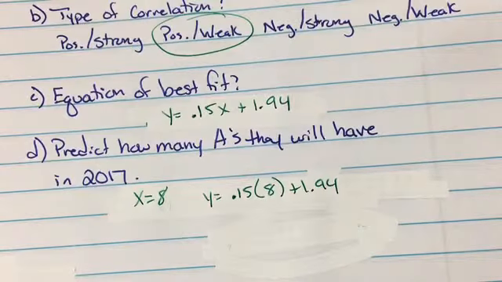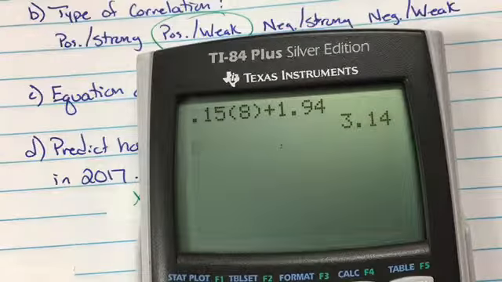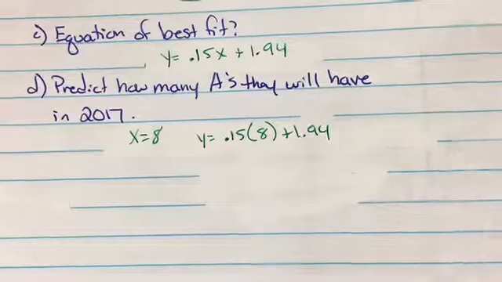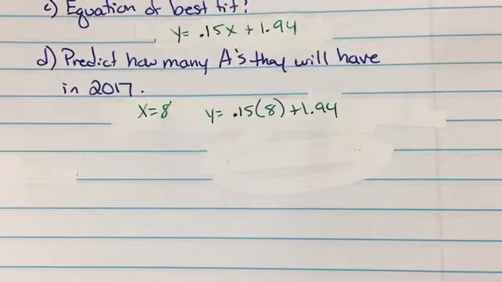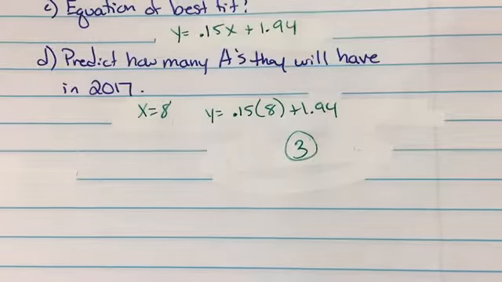Type that into the calculator. 0.15, 8 plus 1.94. And you get an answer of 3.14, but you're not going to get that as a number of A's, so we've got to round that off to the whole number of 3. We can predict that they're going to have 3 A's on their report card in the year 2017.